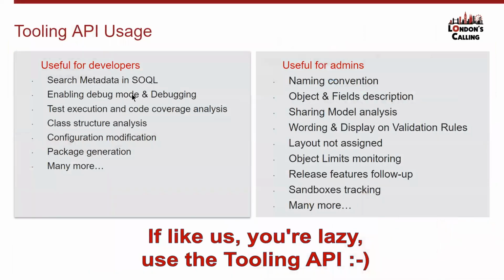So Tooling API has two different usages. One is for developers, and I will not go in depth on this subject. What will interest you today is what you can do as an admin. An admin can do a lot of things, like having a quick overview regarding the naming convention. You can scan your objects, scan your fields, check your sharing models, and so on. So that's what we will see today.